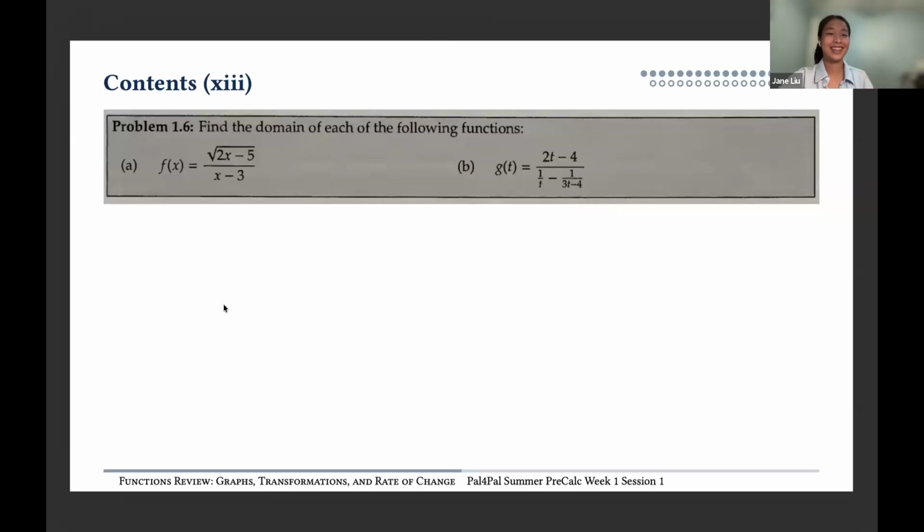So for problem 1.6, you need to find the domain of each of the following functions. For number A, the function f of x equals root of 2x minus 5 divided by x minus 3. So what is the domain of the function?